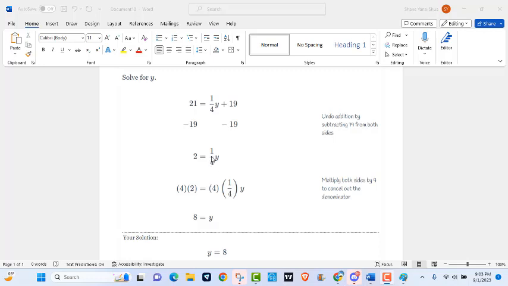So we will multiply 1/4 times 4. And here's what we have here. The 1/4 is being multiplied by 4. Then the 4 in the numerator and the 4 in the denominator cancel, and that just leaves you 1y, or just simply y. Since we multiplied by 4 on the right side, we're going to multiply by 4 on the left side. 4 times 2 is 8. y equals 8. 8 equals y. Your solution, y equals 8.